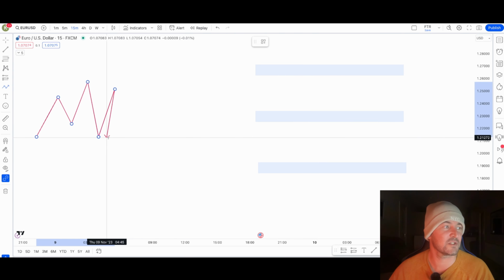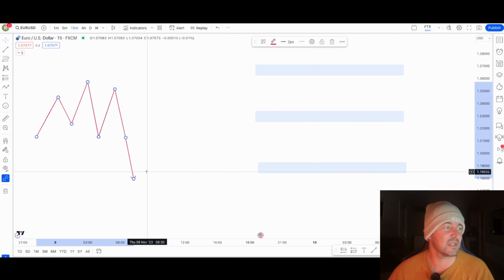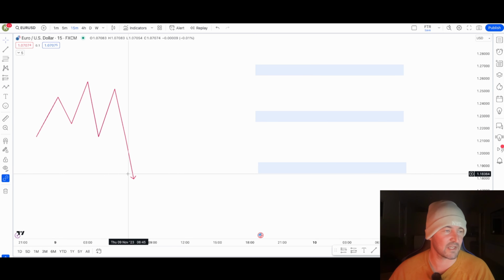First target is always just this new break of structure, so first target is there, and next target is going to be the next area of supply or demand. In this case it would be an area of demand.